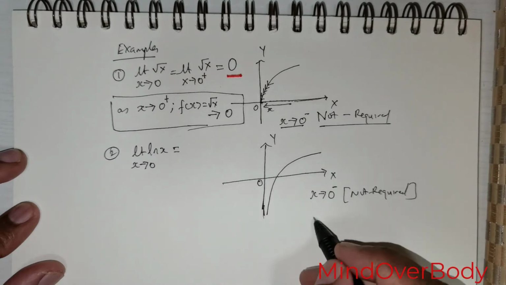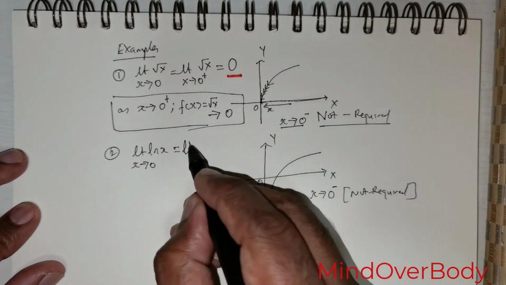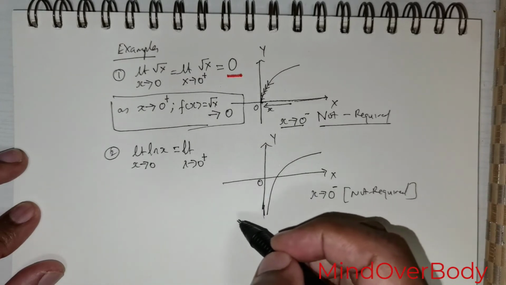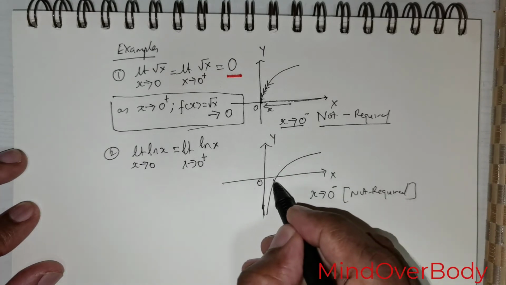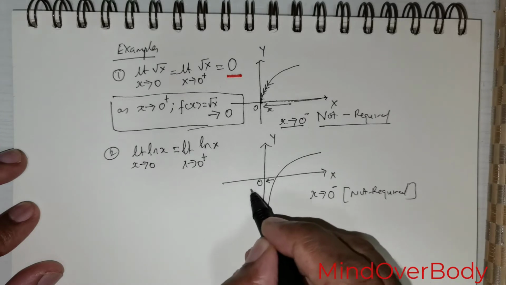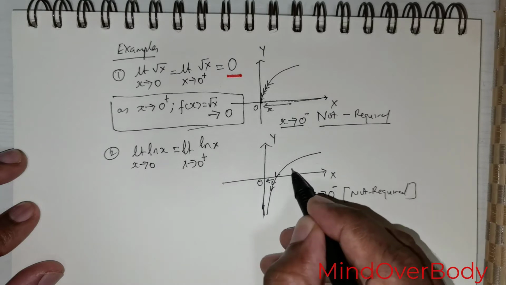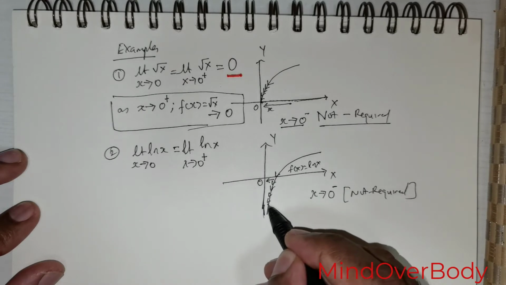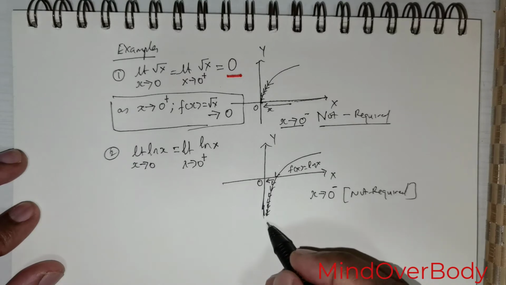We are only expected to find what happens to the function as x approaches 0 from the right hand side. So this is what is needed. So let us go and calculate this. Now if I were to move towards 0 from the right hand side, now clearly you can see the function, this is function f of x is equal to ln x, this is moving towards the y-axis. Will it touch the y-axis? No.